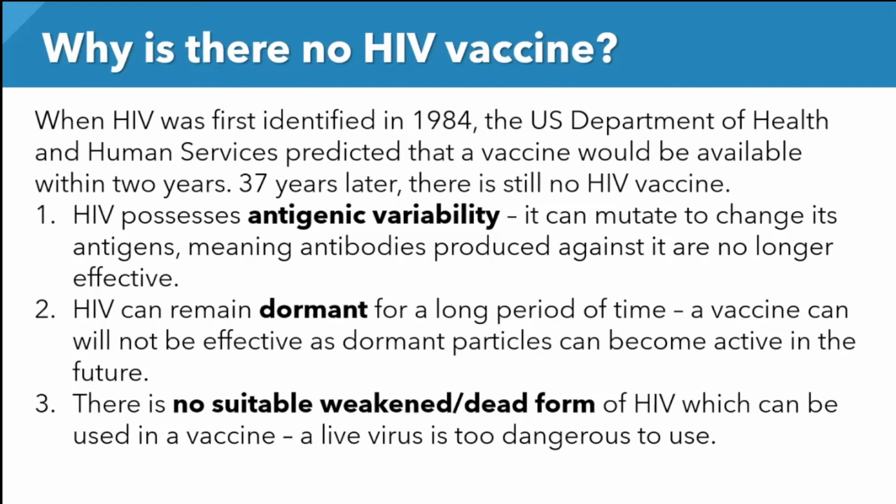And there is no suitable weakened or dead form of HIV which can be used in a vaccine, because a vaccine is an attenuated version of the pathogen. Because we can't produce this, and a live virus is too dangerous to use, therefore there is no vaccine.